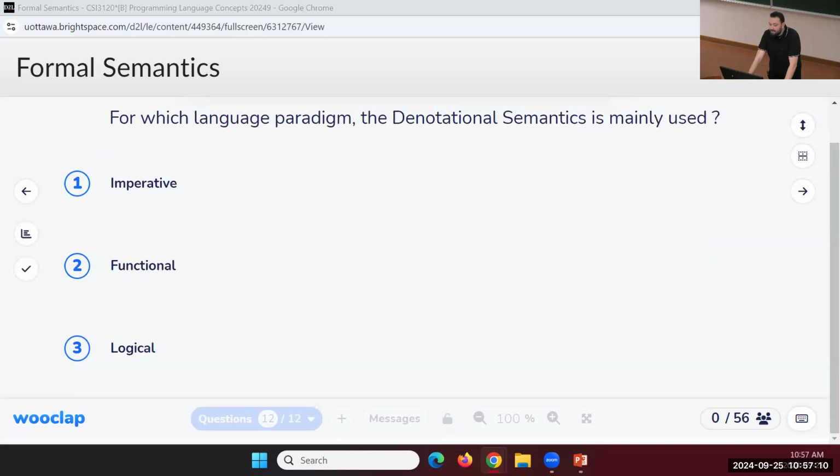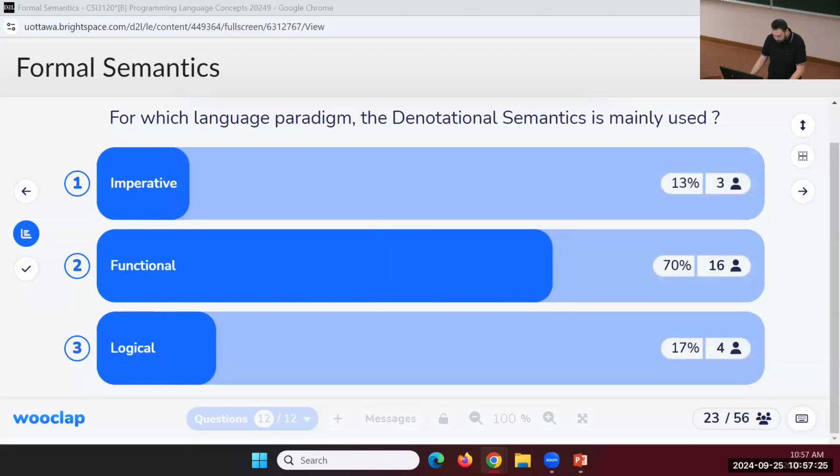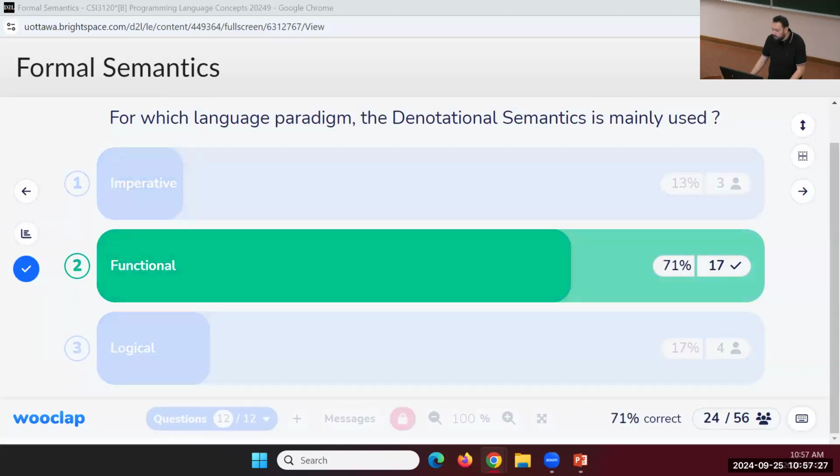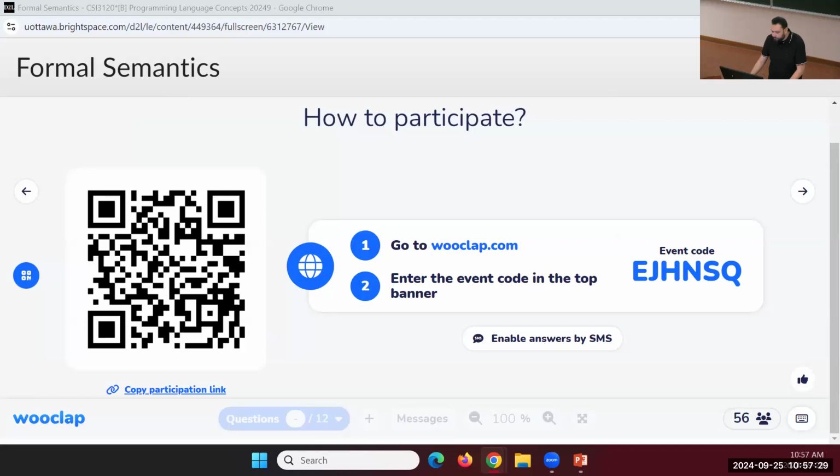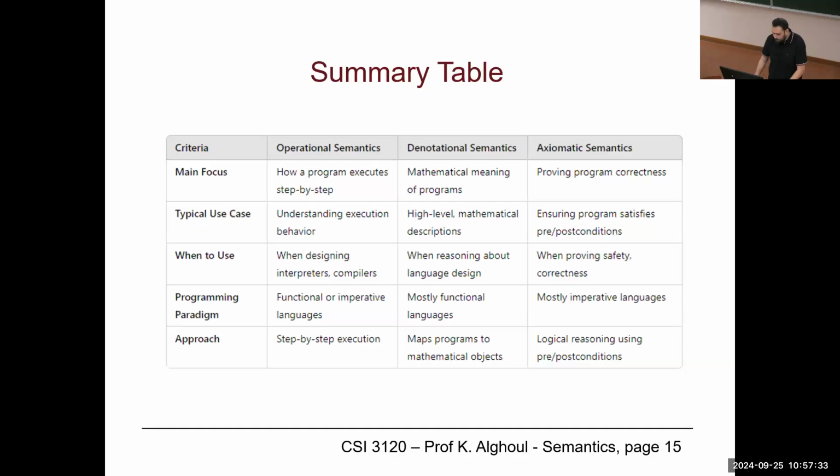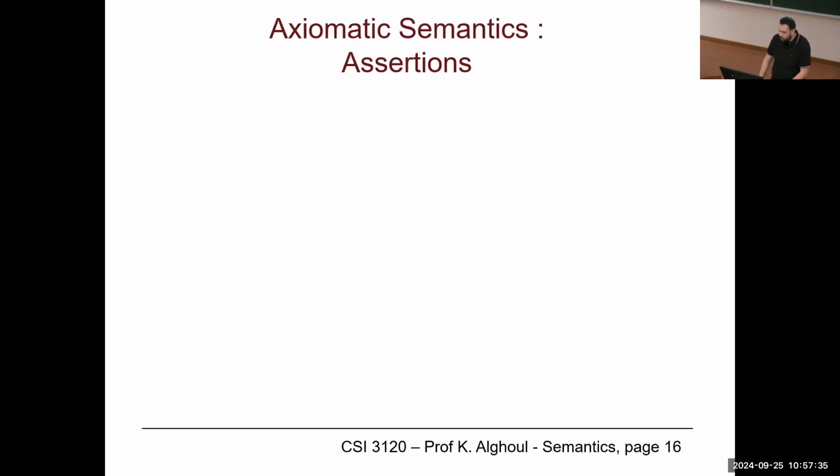For which language paradigm is the denotational semantics mainly used? Imperative, functional, logical. Of course, functional, because it's based on functions. So now let's go back to axiomatic assertions.